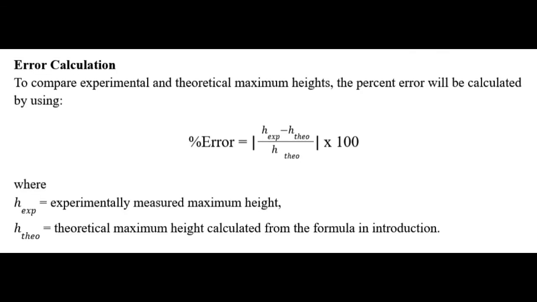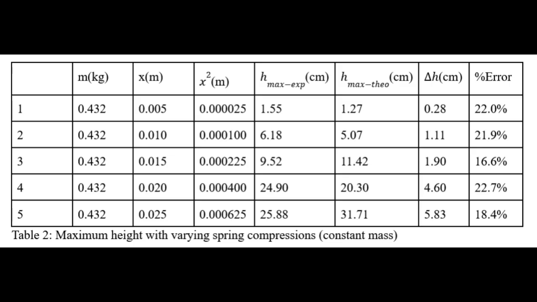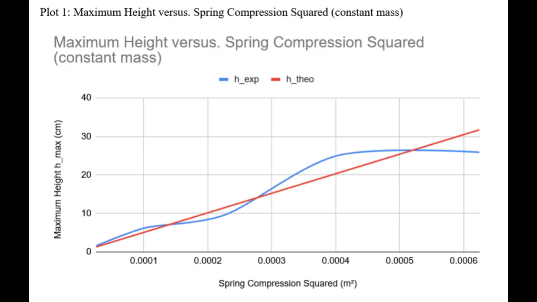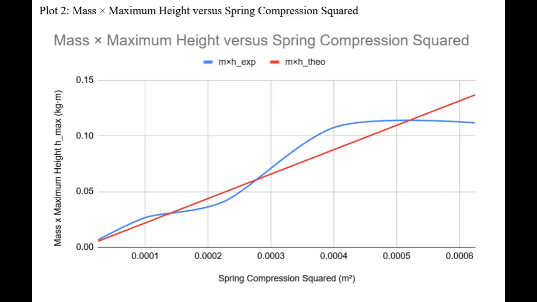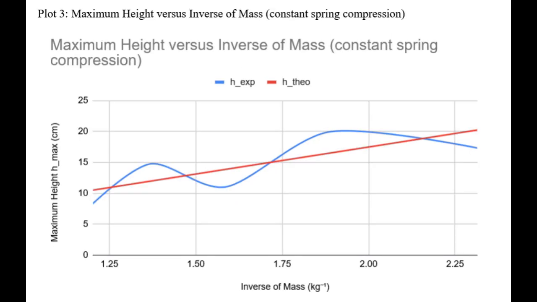And then, using this error calculation formula, I found the percentage errors. This table is the results of the first part of my experiment, with expected values, differences of values, and percentage errors. And this is the graph for that table. Similarly, this table is for the second part of my experiment, and some important plots for seeing the expected values and the values that I found.